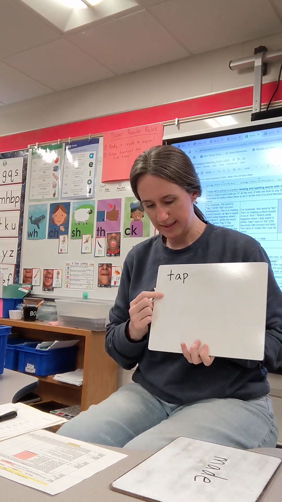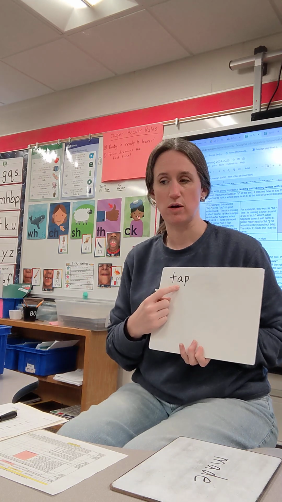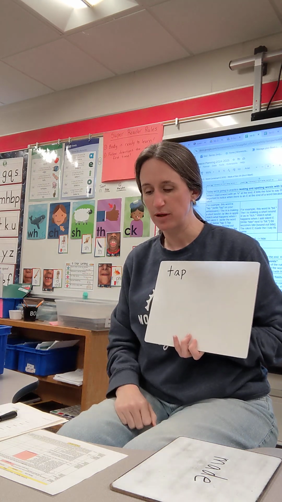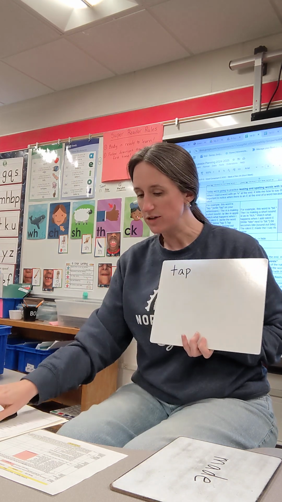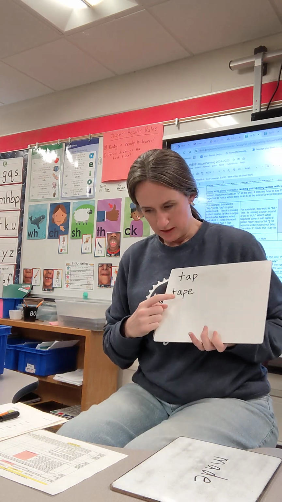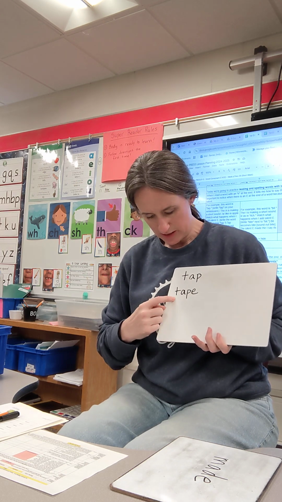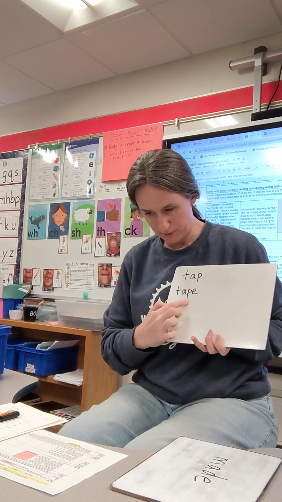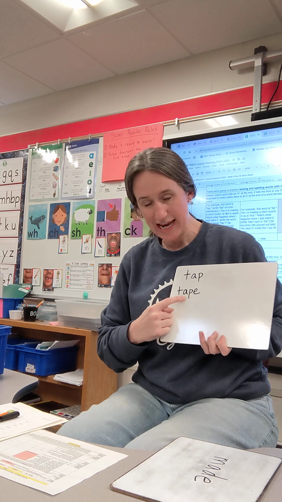So this word is tap. The A is making the short sound, ah, like in apple. T, a, p. Now watch what happens when I add silent E to this word. Tap becomes tape. T, a, p, tape. This silent E made this A say its name.